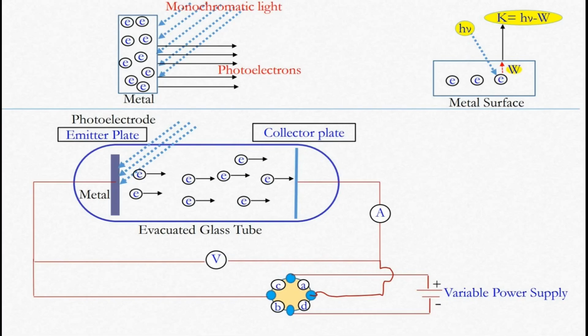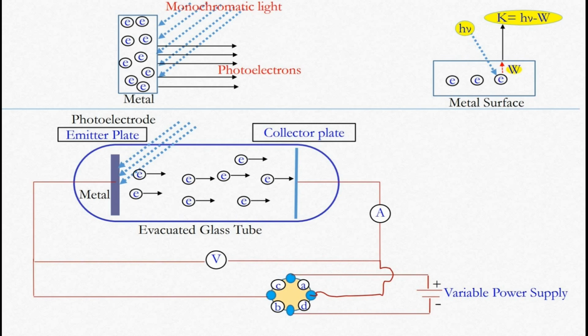So this is the experimental setup. First we will define, what do you mean by the photoelectric effect? When electromagnetic radiation of sufficiently high frequency falls on a metal surface, electrons are ejected from this photosensitive plate. This phenomenon is known as the photoelectric effect, and the emitted electrons are called photoelectrons.